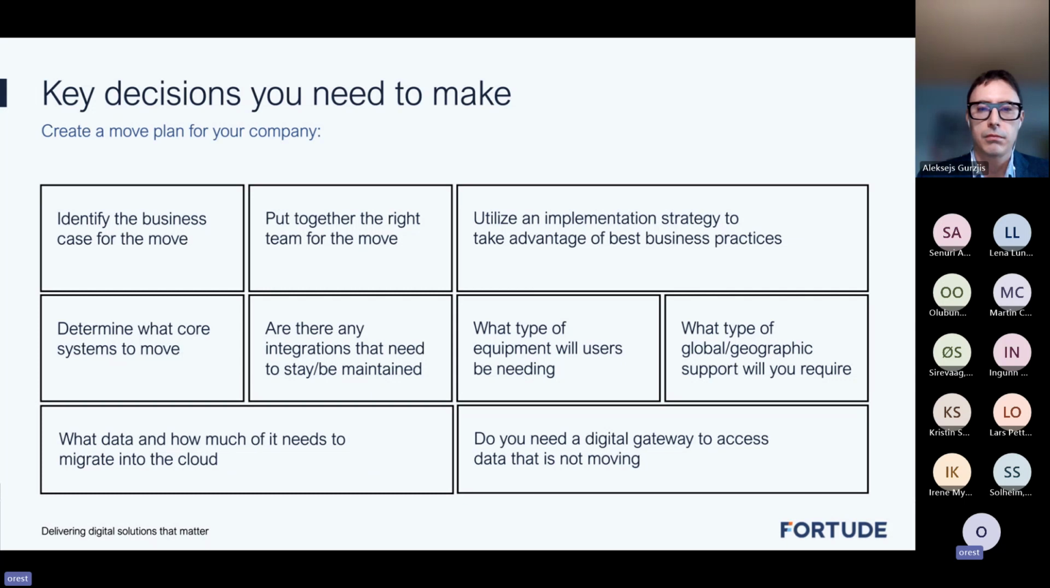Take advantage of these things. Also, one of the key decisions is going to be, do you go ahead and clean up data and cleanse as much as you can before you migrate to the cloud? It's a fresh start. Why not take advantage of that time to do that? And then, like we talked about before, you have a digital gateway that you can look at for connecting those things that are not going to move to the cloud itself.